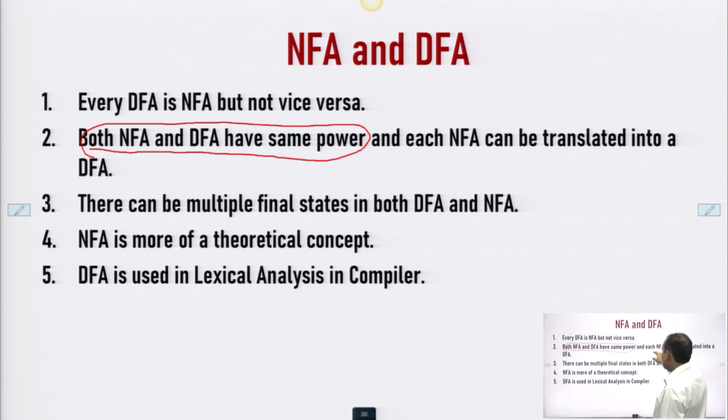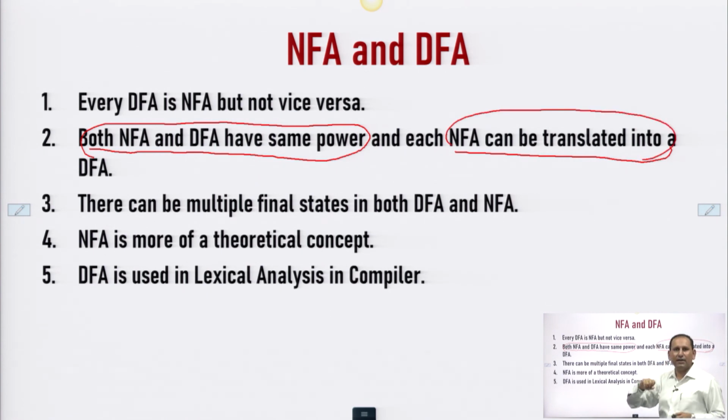And the second sub point says that an NFA can be translated into a DFA, right. So, it means that if we have an NFA, we can easily convert it into a DFA. The third point says that there can be multiple final states in both DFA and NFA, right. So, we can have more than one final state.